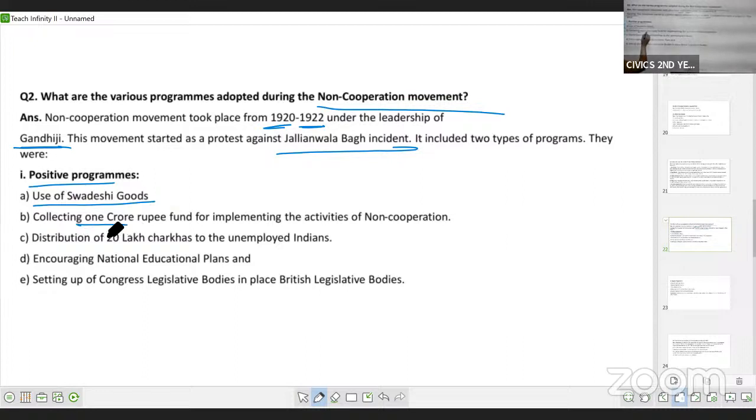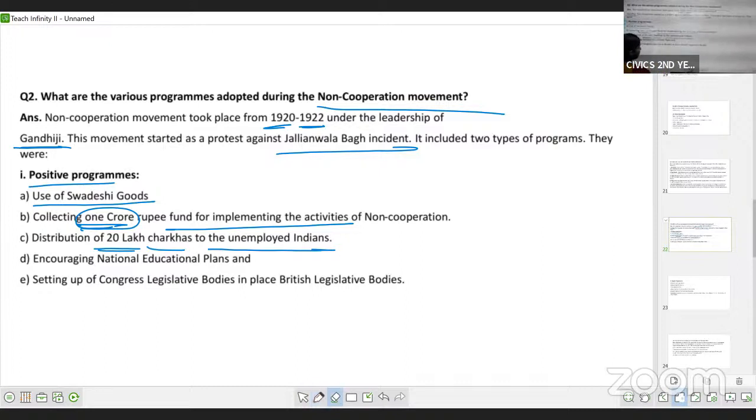Collecting 1 crore rupees fund for implementing activities of non-cooperation. To implement the activities of non-cooperation, they needed money. So, from where did they get the money? They collected from the people and they could collect 1 crore rupees. And they distributed 20 lakh charkhas to unemployed Indians. So, they got some employment or work to do.